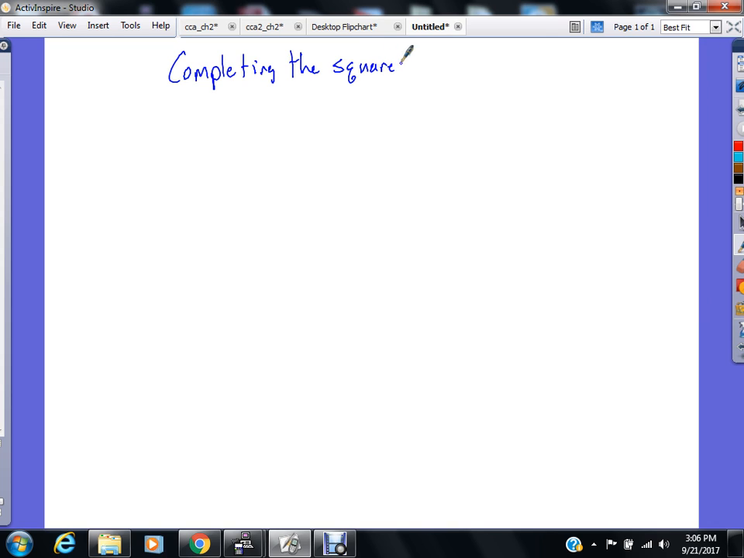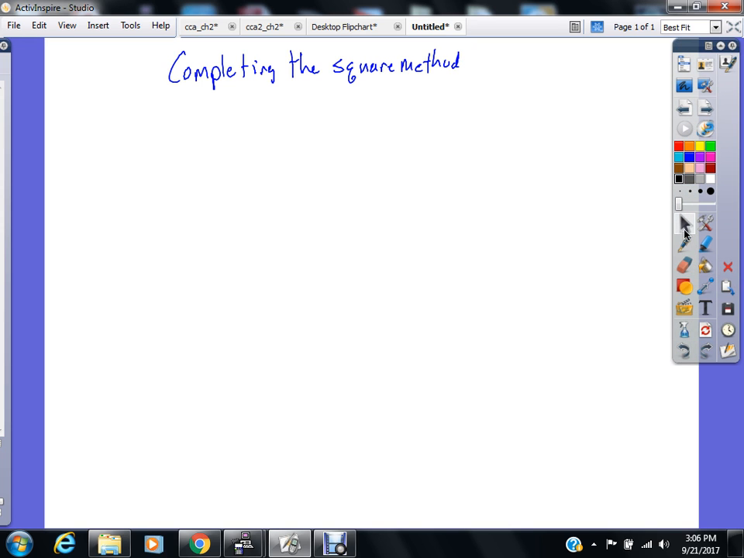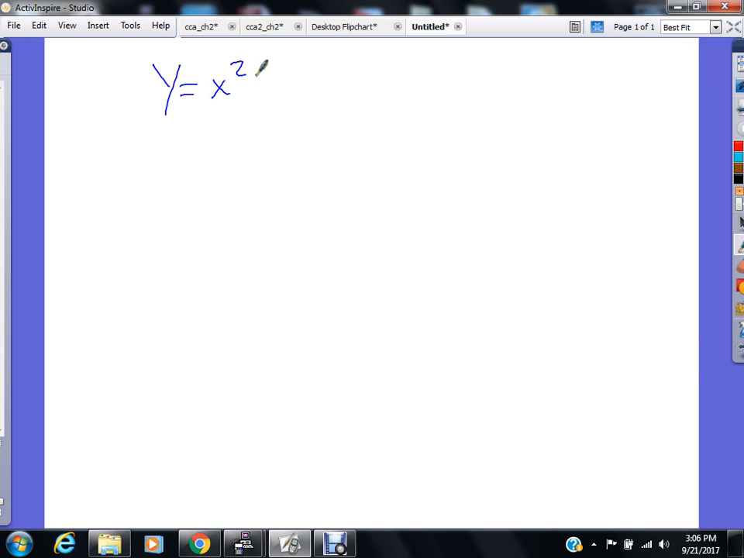Now, we've used the completing the square method to solve quadratic functions. Now we're going to use the completing the square method to change from standard form into graphing form. So here's an example. If I have y equals x squared plus 8x plus 1.